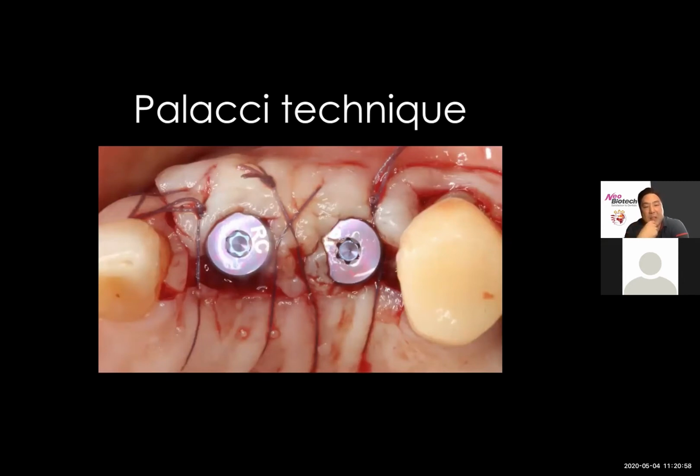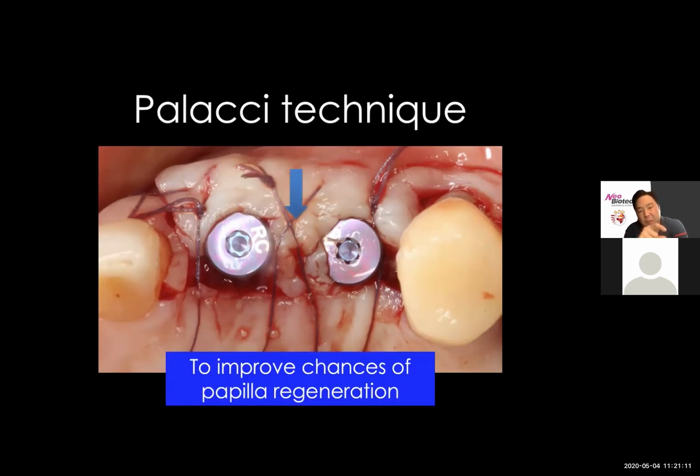Now this Palacci technique is used so that I can try to maximize the amount of soft tissue and see if I can gain some papilla between the implants. What this technique is doing is taking a band of tissue to try to improve the chances of regenerating some papilla between implants or even between implants and teeth.